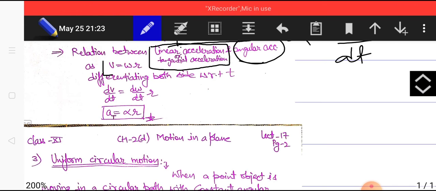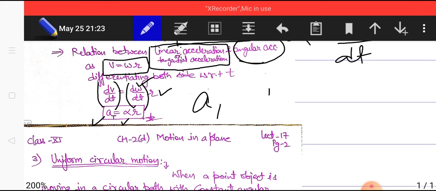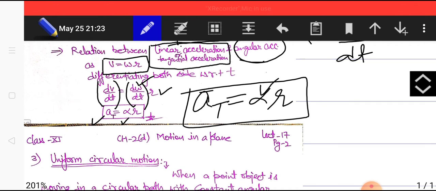Next, the relation between linear acceleration, which is also known as tangential acceleration, and angular acceleration. We just proved the relation v is equal to omega r. So differentiating both sides, the left hand side will become dv by dt, and the right hand side r d omega by dt, as r is constant, and the rate of change of velocity is acceleration, and the rate of change of angular velocity is angular acceleration. Hence the relation is a t is equal to alpha r. That is your relation between tangential acceleration and angular acceleration alpha.